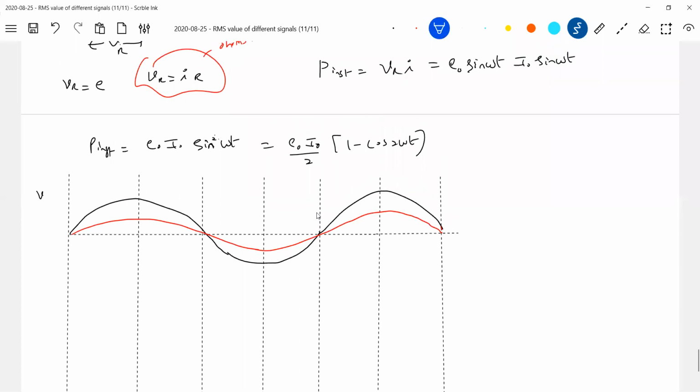So it's similar to SHM, no? This will be the velocity or the displacement, and whatever the kinetic energy, potential energy, it will have twice the angular frequency of oscillation of the system. 2 omega is there, you can see. So by the time the voltage and current complete one cycle, the power should complete 2 cycles.